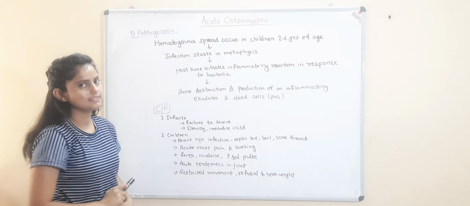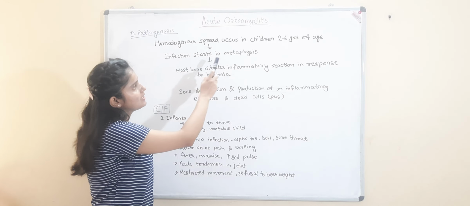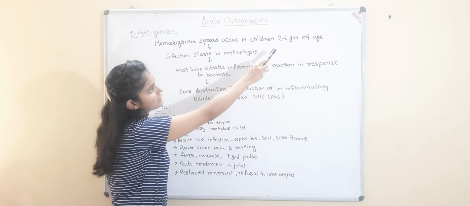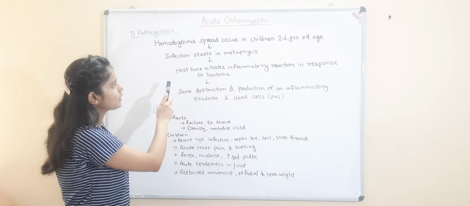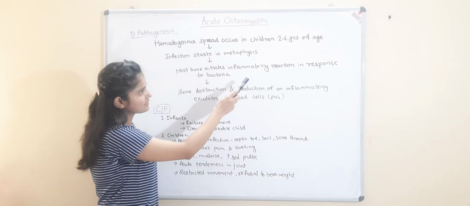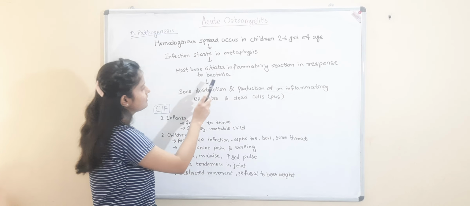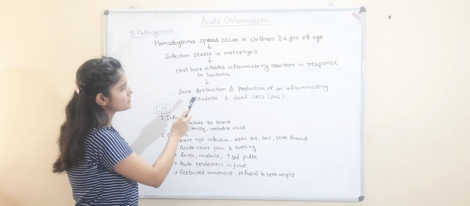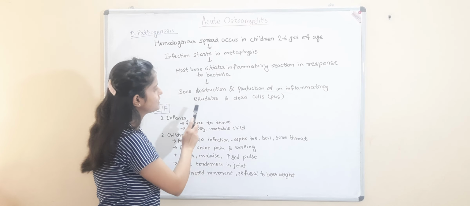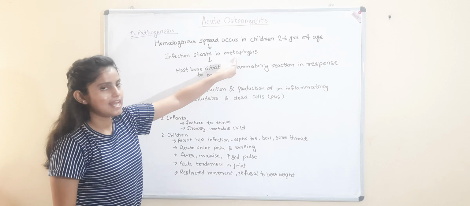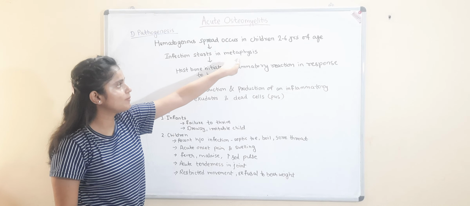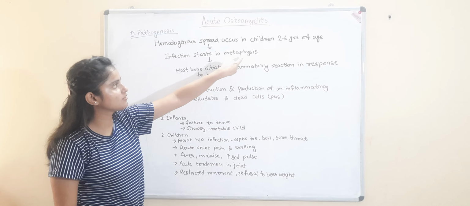On pathogenesis, there is hematogenous spread in children from 2 to 6 years of age, and the infection starts in the metaphysis. The host bone initiates an inflammatory reaction in response to bacteria, and there will be bone destruction and production of an inflammatory exudate and dead cells. Infection starts in the metaphysis as there is a hairpin loop and stagnation of blood flow, and the microorganisms accumulate there.